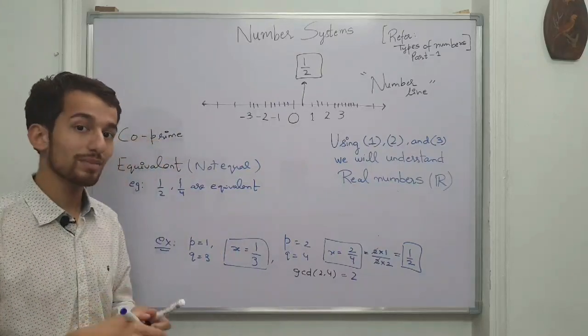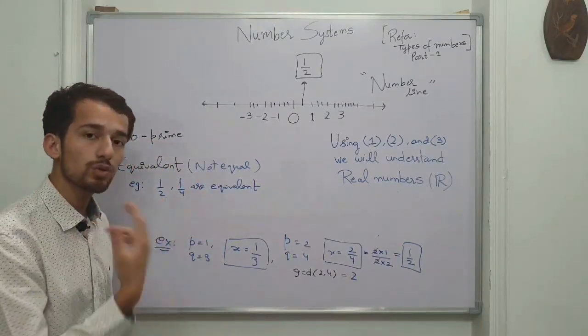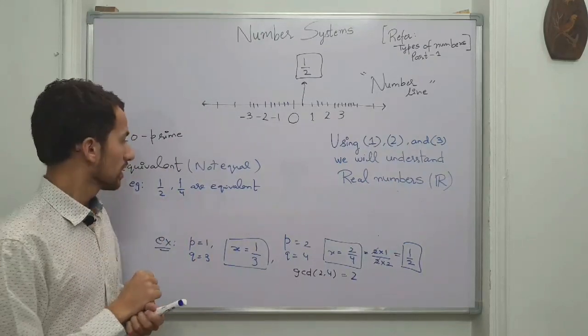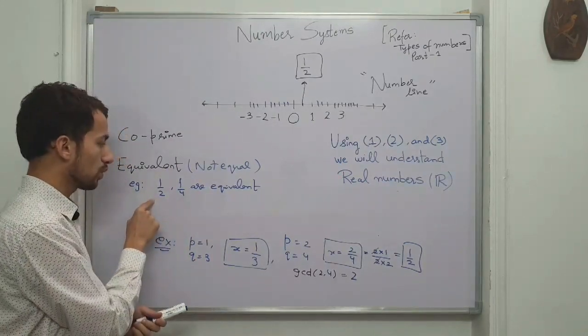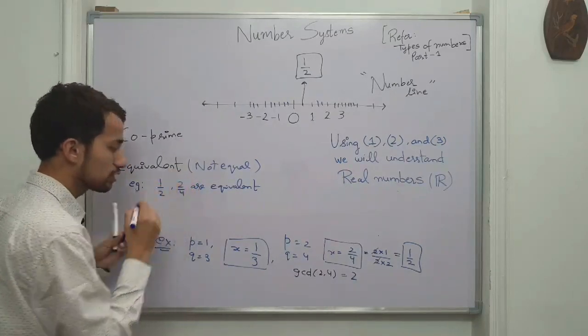Not equal. Equal means different. Equivalent is different. These two are equivalent. What I mean by this, if you try to divide 1 by 2, sorry, here should be 2 by 4. I'm sorry, it should be 2 by 4.